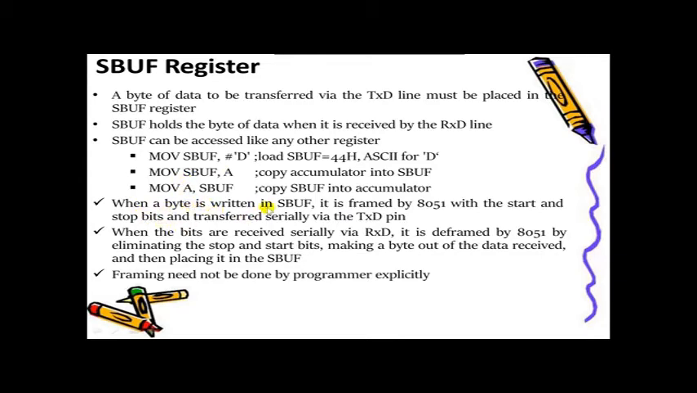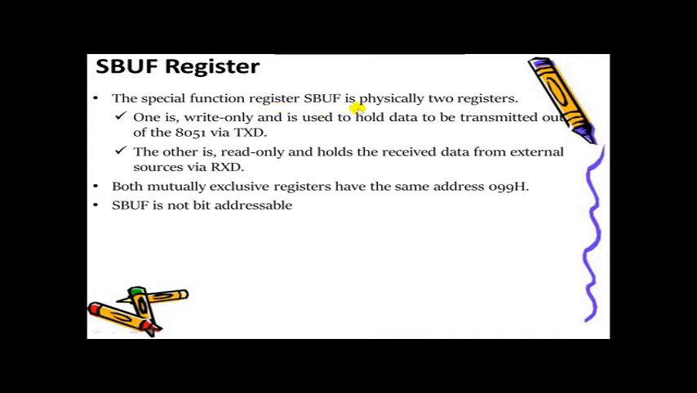When a byte is written into SBUF, it is framed by the 8051 with a start and stop bit and transferred serially via the TxD pin. When bits are received serially via RxD, they are deframed by the 8051 by eliminating the stop and start bits, making a byte out of the data received and then placing it in SBUF. Framing need not be done by programming explicitly. Next, the special function register SBUF is physically two registers. One is write only and is used to hold data to be transmitted out of the 8051. The other is read only and holds the received data from an external source via RxD. Both mutually exclusive registers have the same address, 99H. SBUF is not bit addressable.